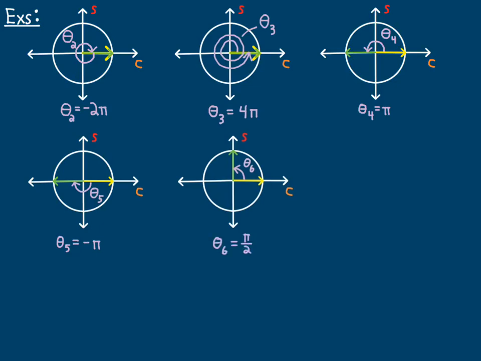So theta 6, here I'm going counterclockwise, so it's positive, and it's 1/4 of a circle, or if you want, it's 1/2 of where pi is. Remember the angle pi over here, I'm just doing half of that now. So it's pi over 2, 1/2 pi. So that's a good one to remember. Pi over 2 is 90 degrees. That's a 90-degree angle.